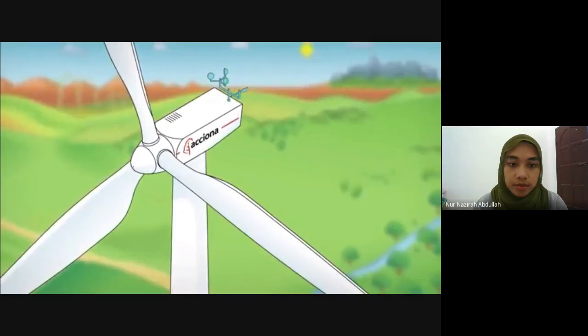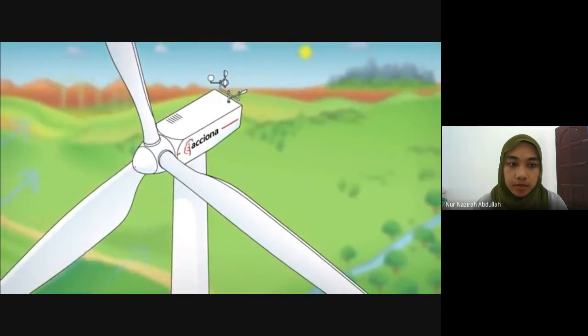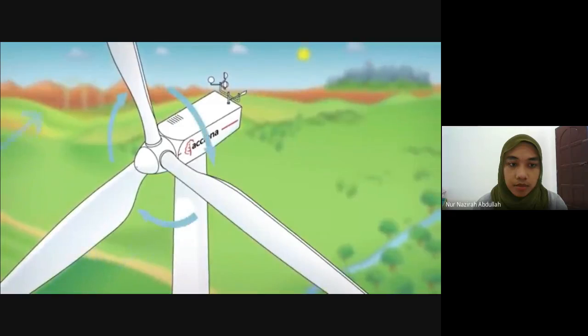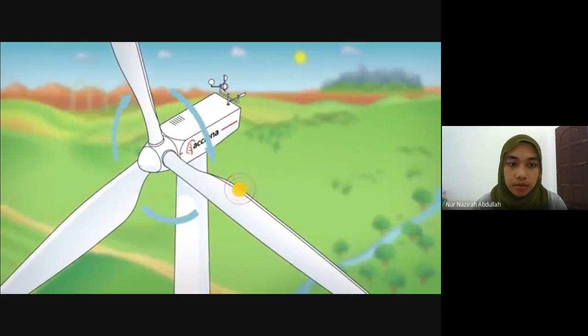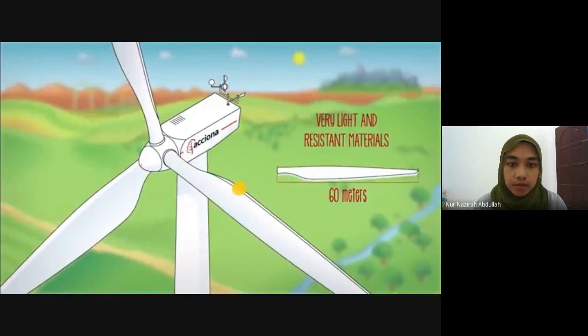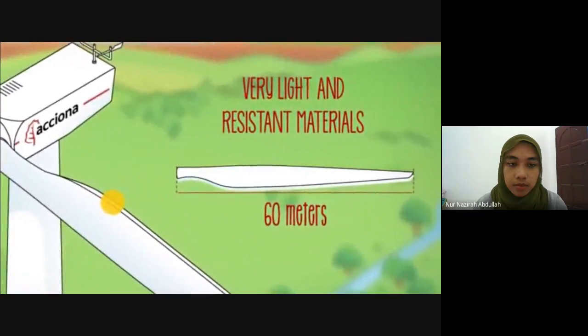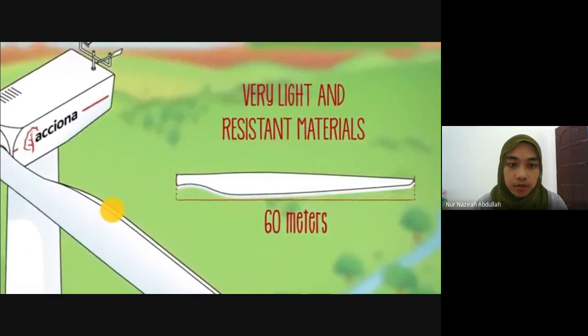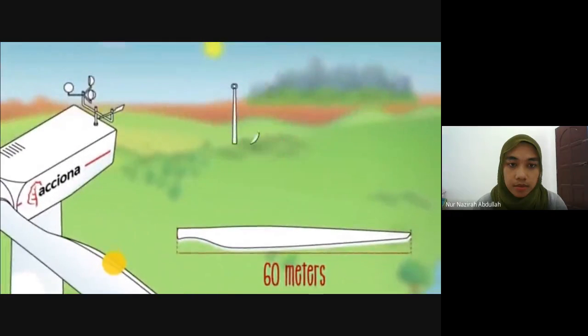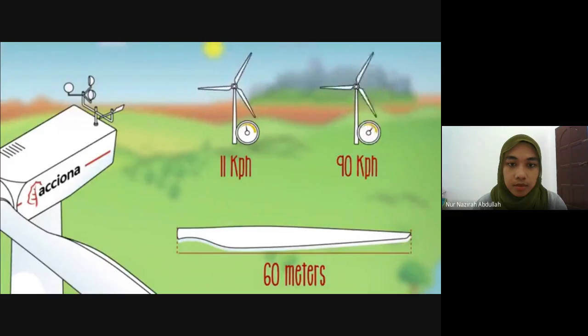Wind force, that is, the kinetic energy contained in moving air currents, spins the blades. These are designed to fully capture its energy. They can be as long as 60 meters each and are made of very light and resistant materials for ease of movement. This is why they can produce energy even with very light winds, starting from about 11 kilometers per hour. With very strong winds, above 90 kilometers per hour, the blades are placed in the feathered position and the turbine stops spinning for safety reasons.